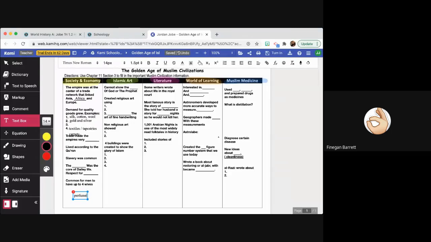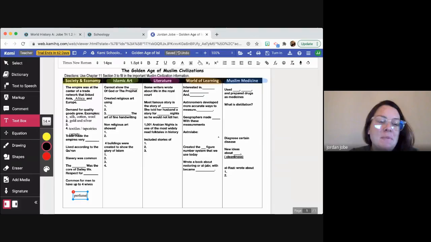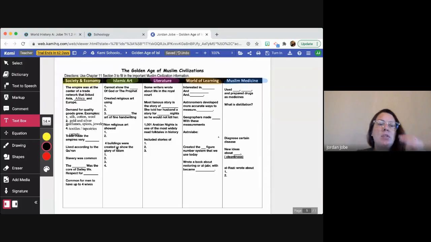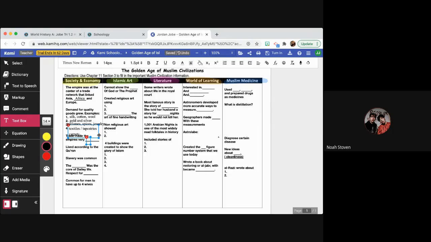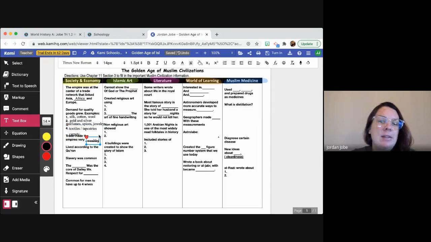Oh, I was going to say incense. Yeah, so same thing, basically. Okay? Perfumes, spices, jewelry were all things that were created throughout the empire. Then all of this trade made the empire very what? Wealthy. Wealthy, right? Money, money, money.